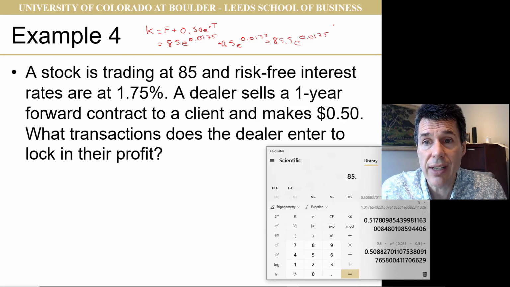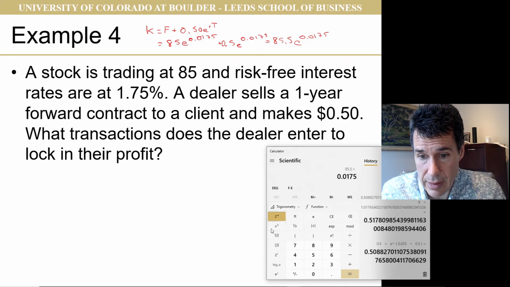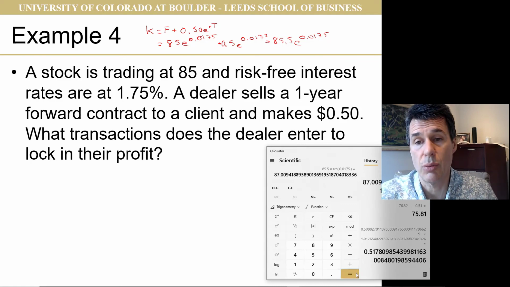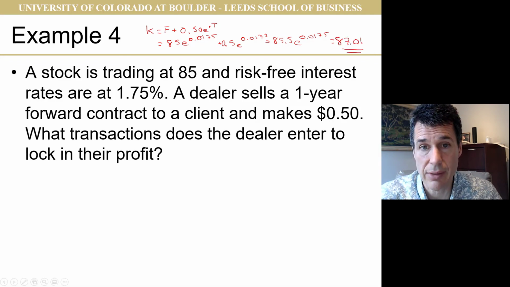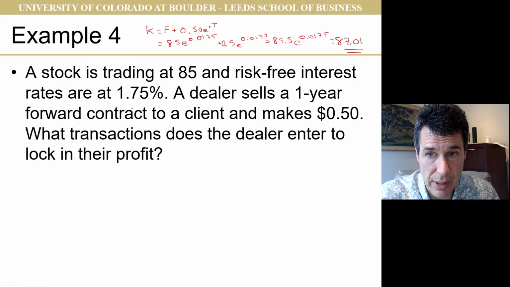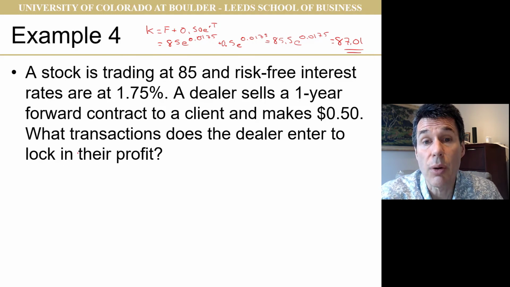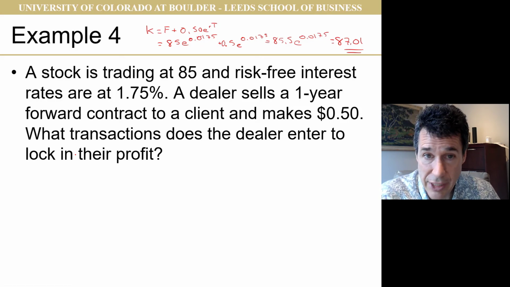Let's grab our calculator and figure out what the strike price is on this contract. So we have 85.5 times 0.0175, e to the x, 87.01. Okay, so the strike price is 87.01. Now let's go through our contract carefully. Now I'm going to assume there's no other forward contract to trade at because this is a dealer. He could trade with other dealers, but he gives up his profit. So he's going to do the hedging transactions.